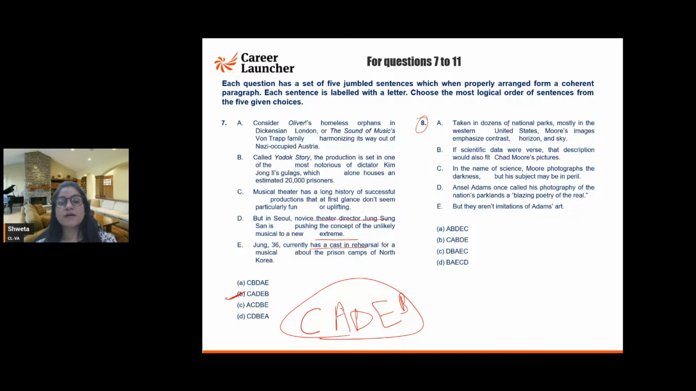Taken in dozens of national parks, mostly in the western United States, Moore's images emphasize contrast, horizon, and sky. If the scientific data were worse, that description would also fit Moore's pictures. In the name of science, Moore photographs darkness, but its subject may be in peril. Ansel Adams once called his photography of the nation's parklands the blazing poetry of the real. It starts with D, right? If the scientific data were worse, that description would also fit. Should we start with D? Yes, we could start with D, and DBAC is the correct answer for this.